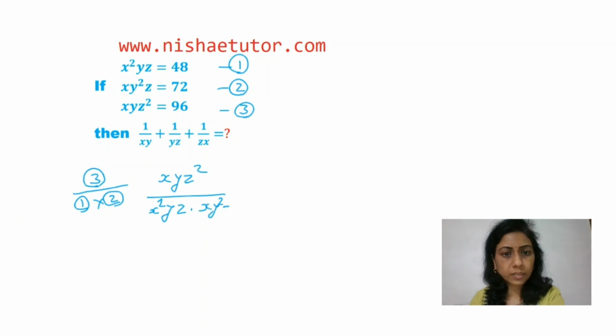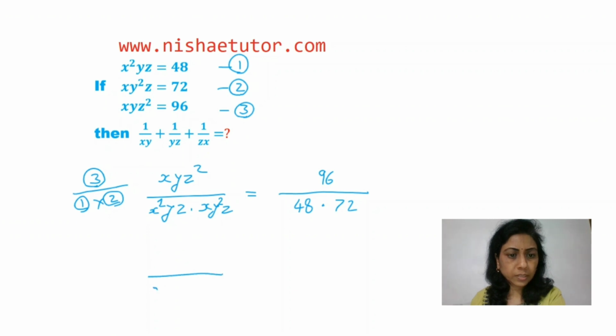xy square z. What is the value for this one? 96. Equation 3 value, equation 1 value 48, and 2 is 72. 48 times 72. Here x and x cancel. So in the denominator we get x square. Y and y cancel, we get y square. Z square, here z multiply z square, cancelled with this. So we got 1 upon x square y square.